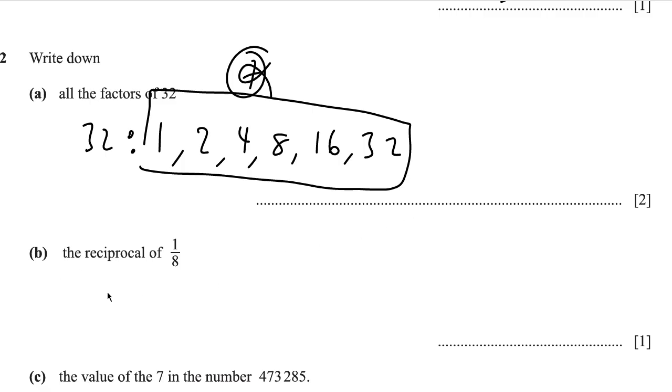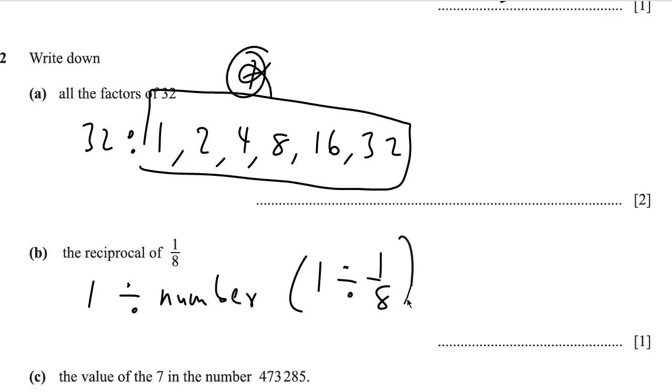Then the B part of the question says, find the reciprocal of 1 over 8. When you're asked in an exam to find the reciprocal of a number, it's simply 1 divided by the number. In this case, the number given is 1 over 8, so we're going to have 1 divided by 1 over 8. When you're carrying out a division, you change the sign to a multiplication sign, and then you switch things around. So 1 over 8 becomes 8 over 1, and 1 times 8 is 8. So the reciprocal of 1 over 8 is 8.